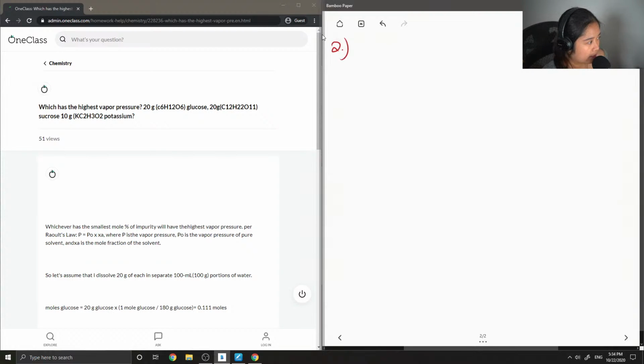Which has the highest vapor pressure? 20 grams of glucose, 20 grams of sucrose, or 10 grams of potassium? I think that's potassium acetate. Anyways, let's just try to answer it. So for high vapor pressure, we want to look at Raoult's law.